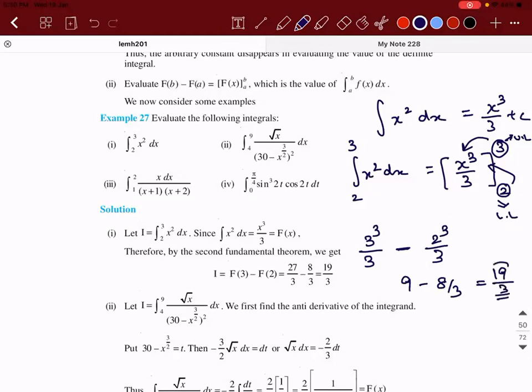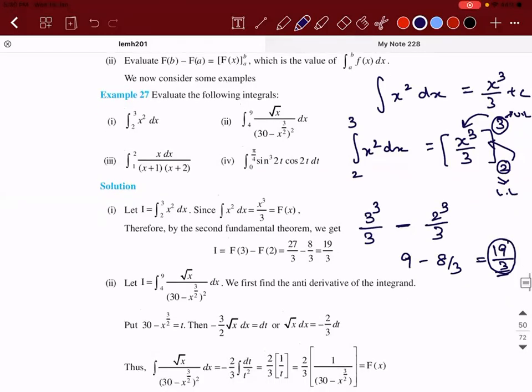So the meaning of this 19 by 3, let me explain clearly. What did I say definite integrals are? It is the area made by the curve with the independent axis. Here the independent axis is x, and 2 and 3 are the lower limit and upper limit of x. Am I clear with this?